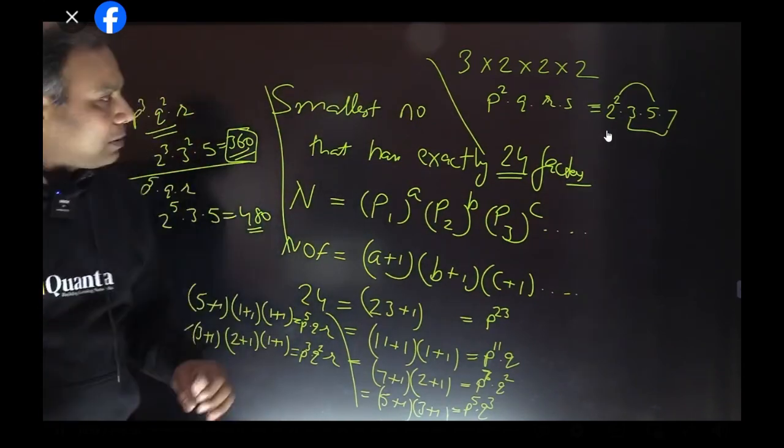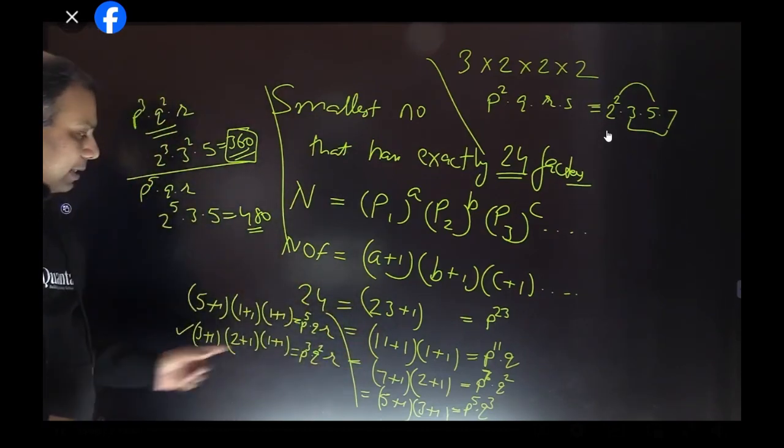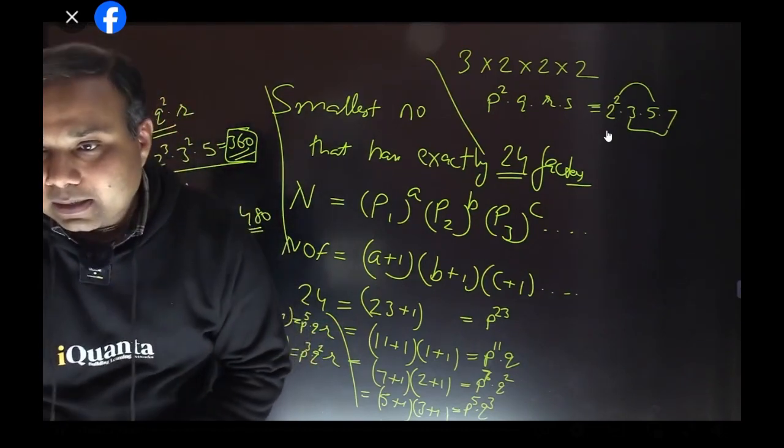Fine. So the basic point is that we need to go by the basics and check which case will yield the smallest one. And that's how I preferred in the beginning only, the case where there are more prime numbers with less powers. Okay.